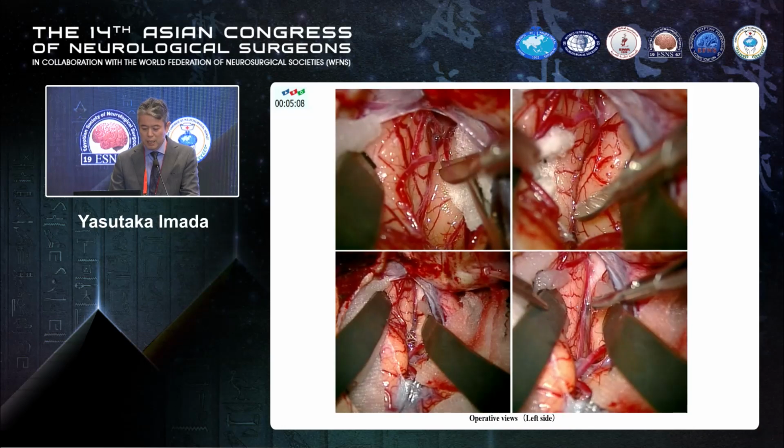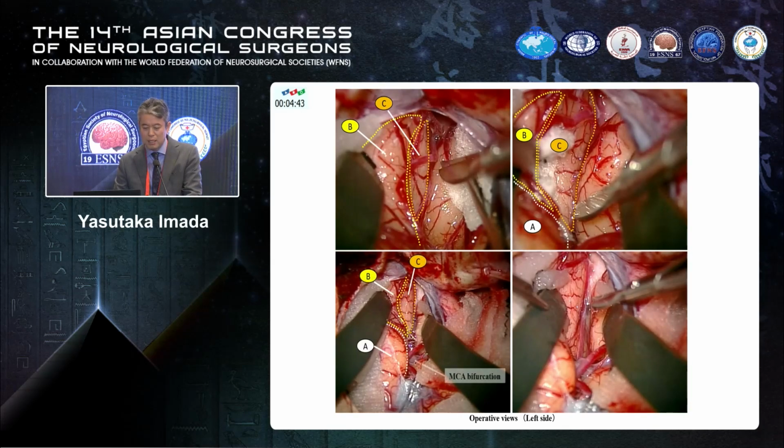The next, when you proceed the dissection deep inside, you can find the third surface C, like this. A, B, C, like an interhemispheric fissure. Here, you can find the MCA bifurcation around this, okay? And next, when you proceed the dissection to the proximal portion, you find the fourth surface D, like this.